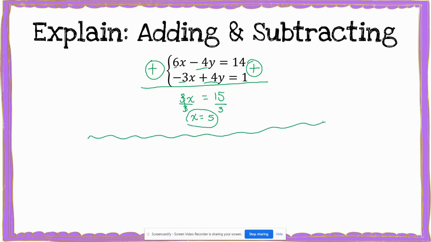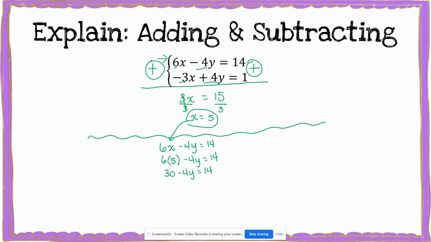Now we're going to take that and plug it into one of these equations. And like I said, I usually just choose the first one, but it doesn't matter which one you choose. If I use my first equation, I have 6x minus 4y equals 14. Well, I'm going to take x and I'm going to plug in 5. So this is 6 times 5, then minus 4y equals 14. Well, 6 times 5 is 30, so my equation says 30 minus 4y equals 14.